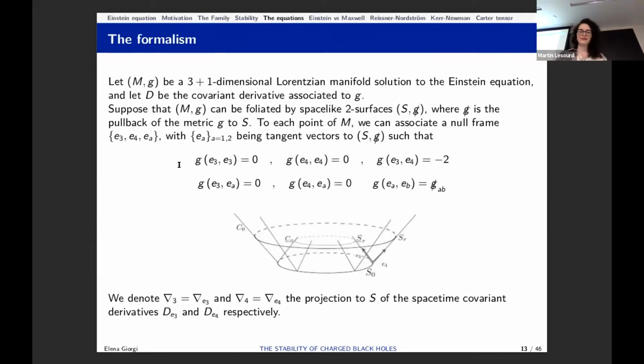I'm not going to spend much time on it because we've already heard what the setup of this kind of problem is. This setup really goes back to the stability of Minkowski space, Christodoulou-Klainerman. You start with foliating your space-time with two surfaces, and you have a null frame associated to each point. So your null frames are E3 and E4, which are normalized so their dot product is -2, and you have this kind of picture, these two cones that intersect on the surfaces.